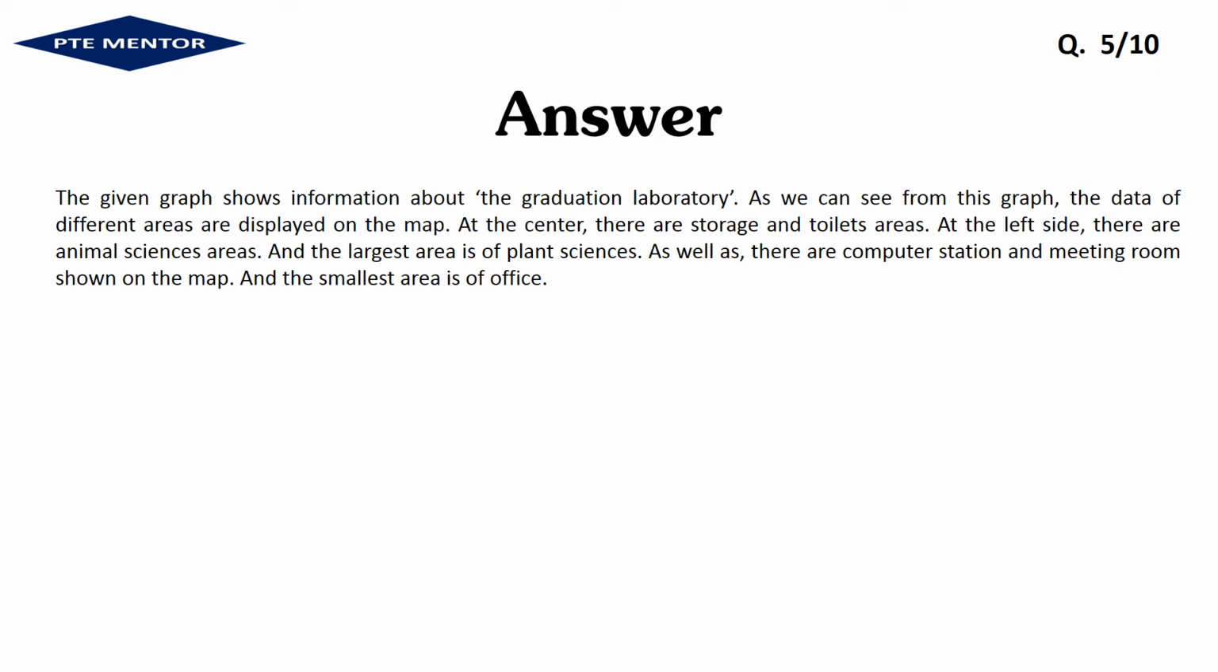The given graph shows information about the graduation laboratory. As we can see from this graph, the data of different areas are displayed on the map. At the center, there are storage and toilets areas. At the left side, there are animal sciences areas.